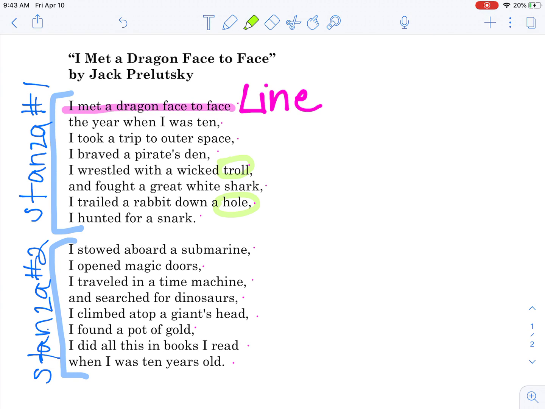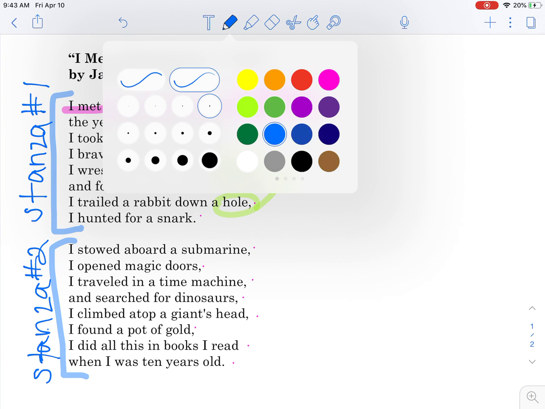I wrestled with a wicked troll and fought a great white shark. I trailed a rabbit down a hole. Okay, so I am going to make a little note here that those, let's do the same color, are an example of our rhyming words.